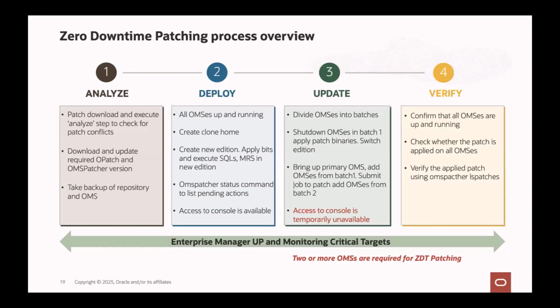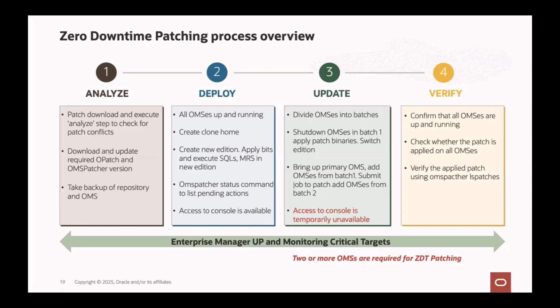And then once the deploy is complete, you can run the status to see what is pending as part of the patch deployment. So this is kind of a model where you can deploy on Tuesday and then run the update on weekends, because this deploy is an online operation, and all the administrators in the organization will have the EM console access so that they can monitor the targets and so on.